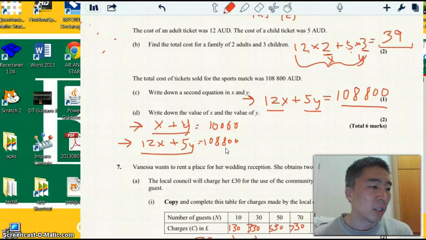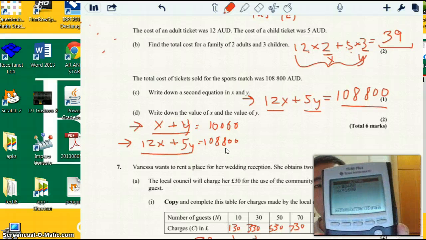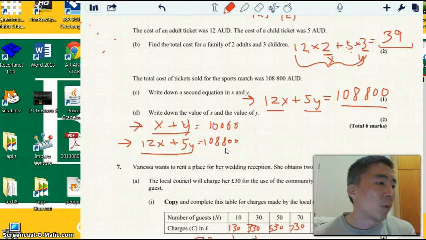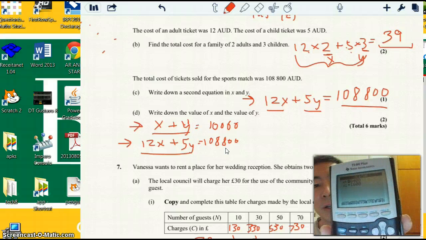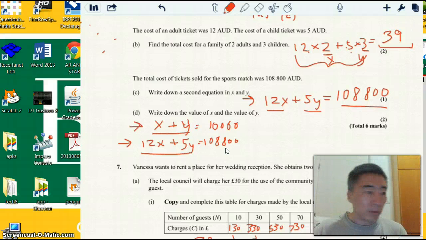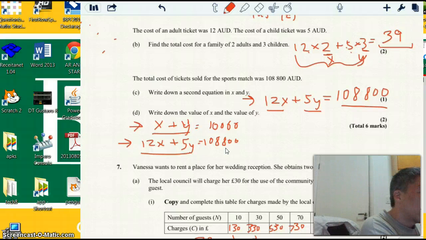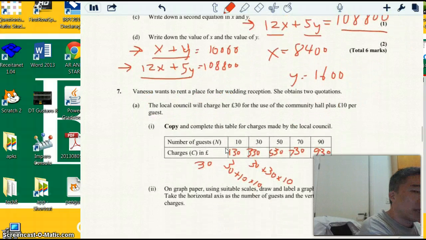And I get the solution of 8,400 for x and 1,600 for y. So those are the answers. I'm going to write it right here. So x equals 8,400, y equals 1,600. Okay.